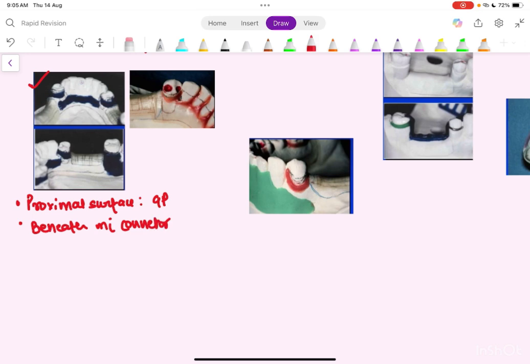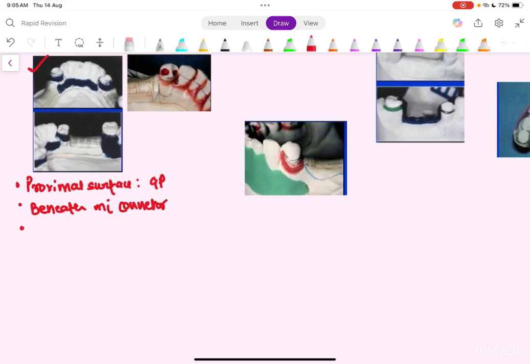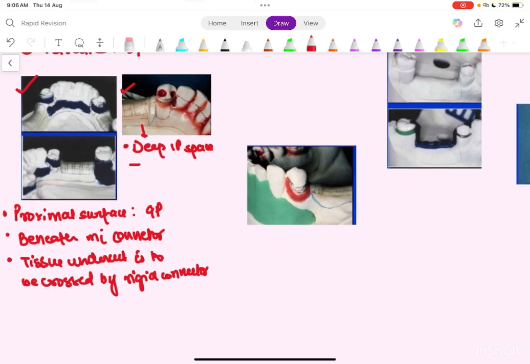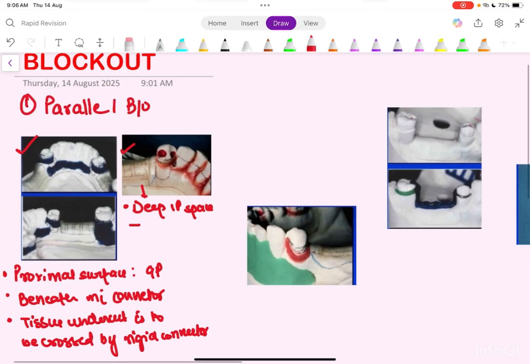Then where the tissue undercut is to be crossed by a rigid connector. Now look at the next photo, this one. So this is one of the indications. So this is deep interproximal spaces to be covered by minor connectors. All right, and you also give it along the gingiva. So this is about the parallel blockout.